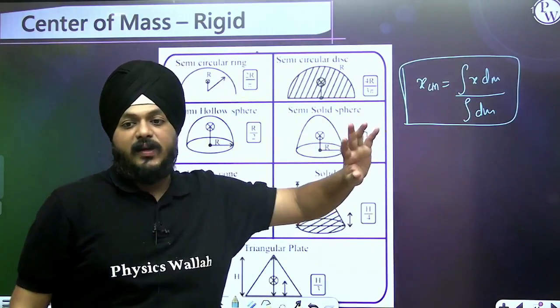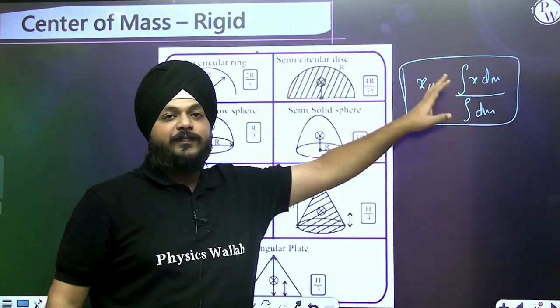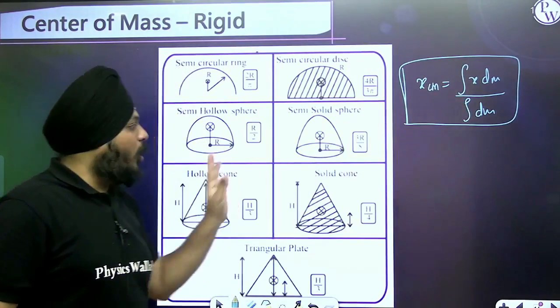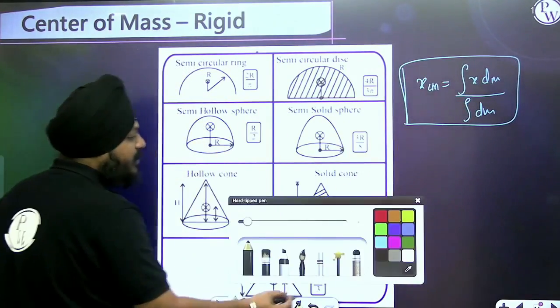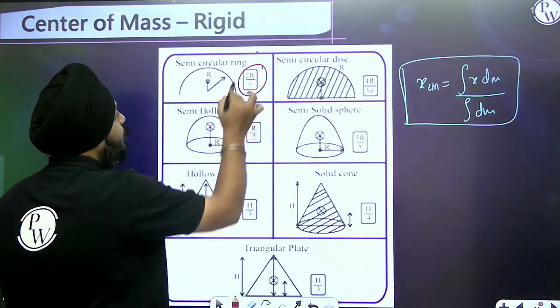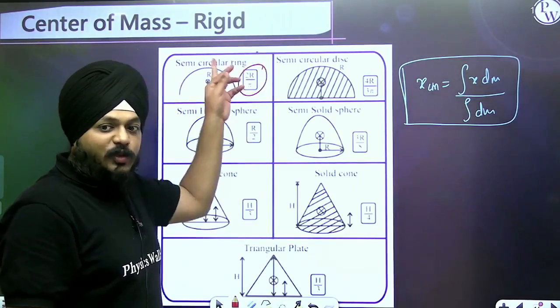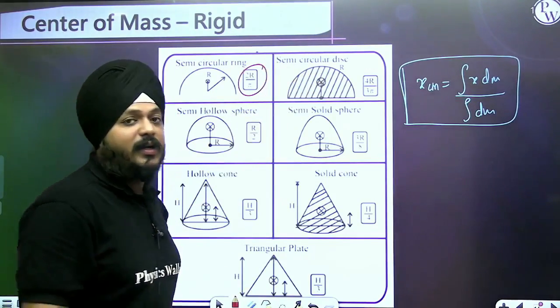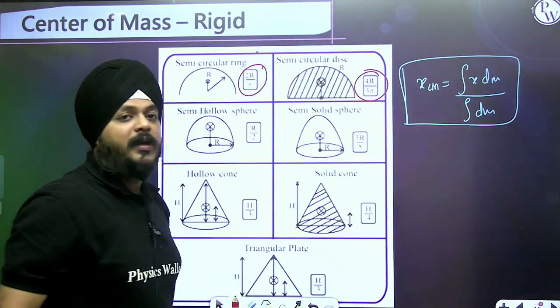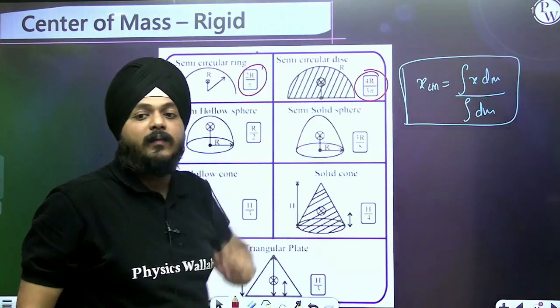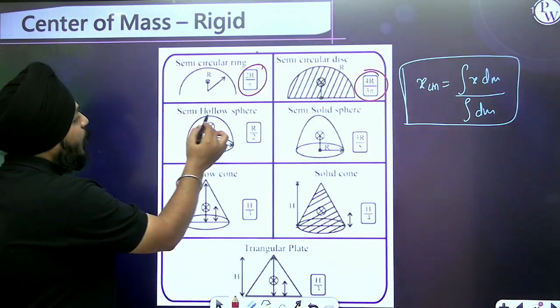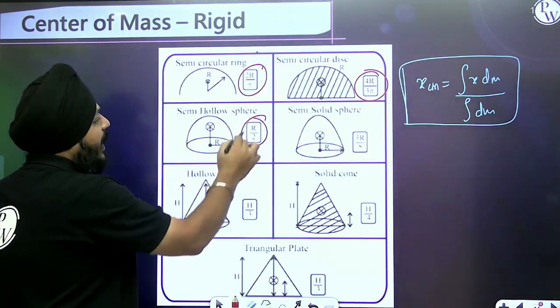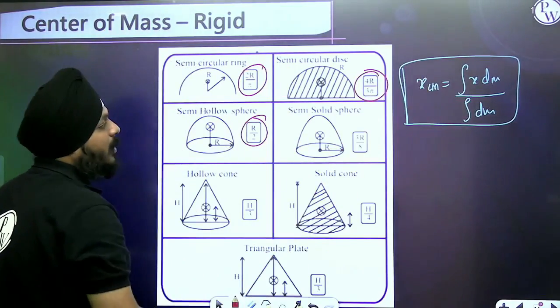There are derivations using this formula. The center of mass of the semicircular ring comes out as 2r by pi, obtained using this formula. The center of mass for the semicircular disc comes out as 4r by 3 pi. The center of mass for the hollow hemisphere is r by 2. This has been obtained using this formula.